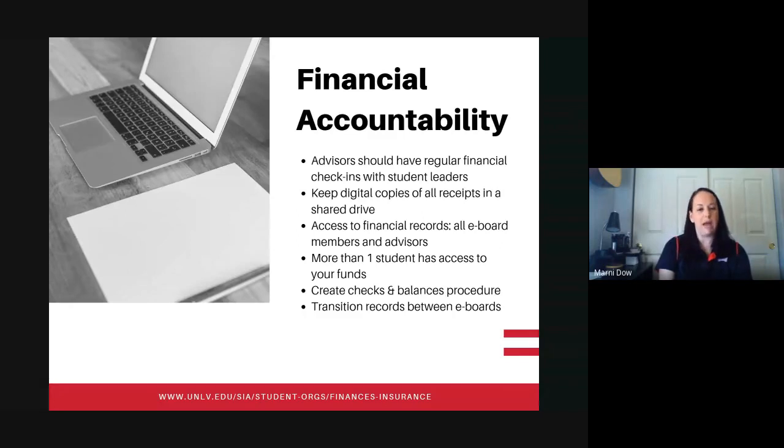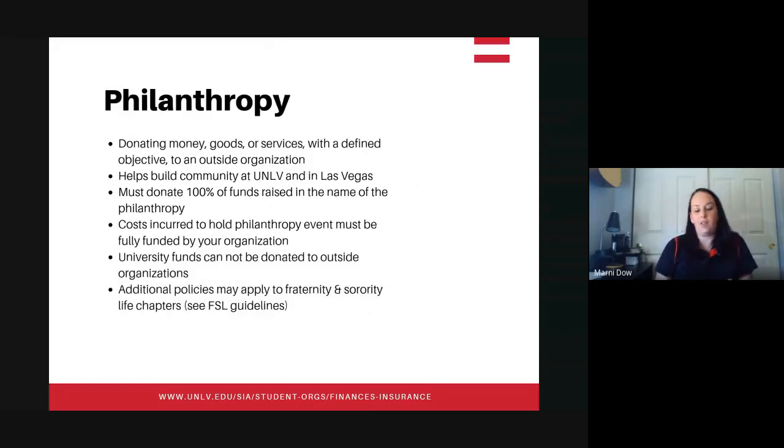And then again, we talked about having more than one student who has access to the accounts. And we want to just make sure you help them create some checks and balances procedures so that smart choices are made about their money. That's really what all of it goes back to from your perspective as an advisor: how do you help your organization make quality choices about their income, their spending, how they're tracking that, how they're being transparent, and how they're being accountable to each other. And then making sure that there's a good transition of records between e-boards.